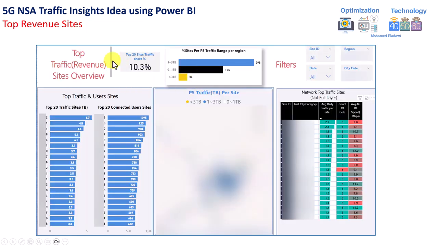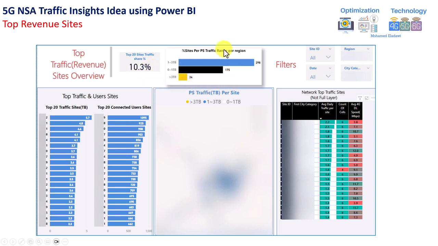The second example is about the top revenue sites. This is also one of the very important sets. For example, in this particular region, we filtered on the top 20 sites based on DAX formulas to identify the top 20 sites that generate traffic. As you can see, only 20 sites out of, as I remember, more than 1,000 sites were generating 10% of the traffic, which means they have a very high contribution. So this really requires special focus, because if those sites are impacted, this will really be reflected in the revenue and even in the overall network performance.